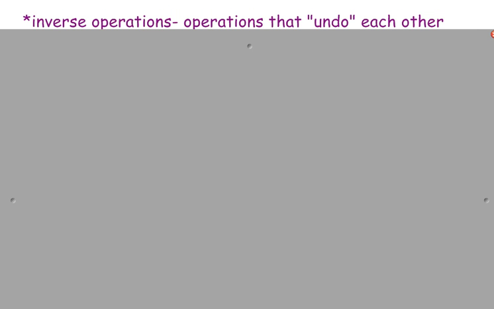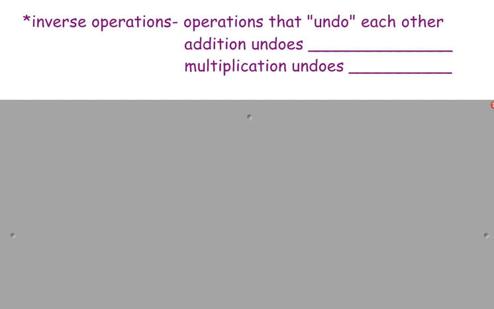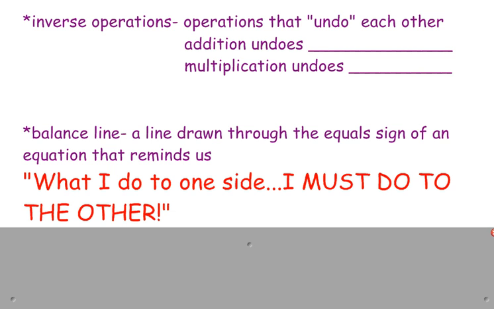So we've seen these notes in a bunch of other videos. We're going to just remind ourselves really quickly that we're going to solve these problems using inverse operations. And the inverse are operations that undo each other. Addition undoes subtraction, and multiplication undoes division. We're going to remind ourselves to use a balance line that reminds me what I do on one side, I must do to the other.